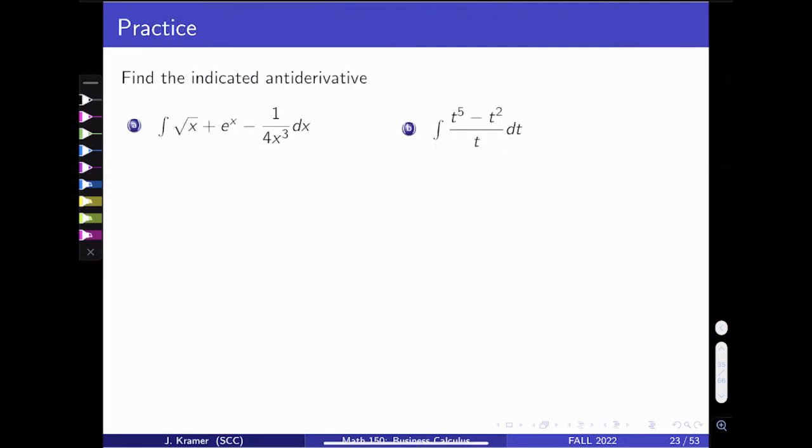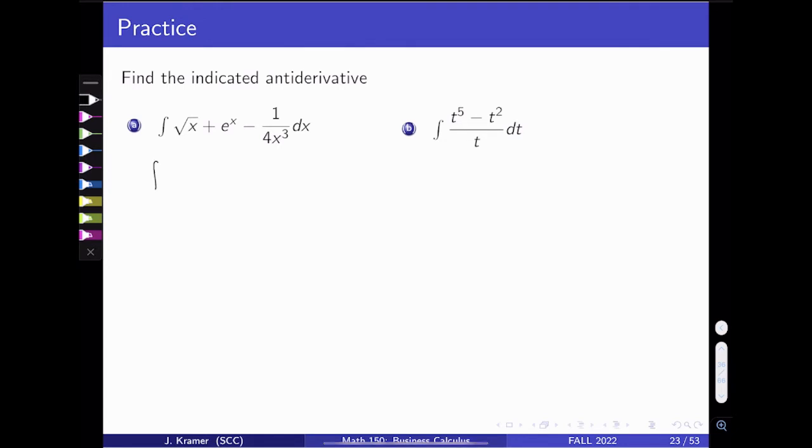Let's take a look at a couple examples. We'll start with indefinite integrals, and then we'll look at definite integrals. For part A, we're looking at the indefinite integral of the square root of x plus e to the x minus 1 over 4x cubed dx. We'll start by arranging the integrand, which is the piece inside of the integral and the dx, thinking of our integral and dx as a parentheses as we described in the previous video. We'll rearrange this so that we can apply one of the rules that we discussed in the previous slide.